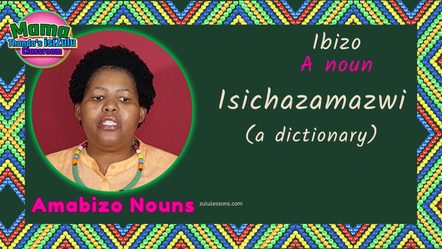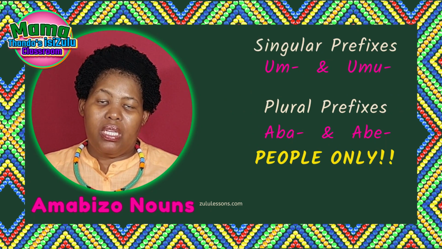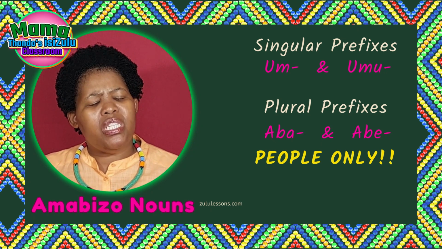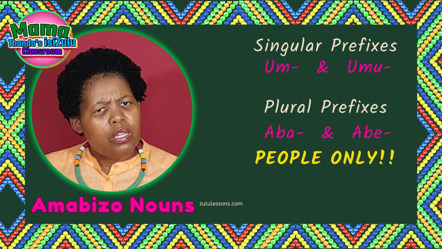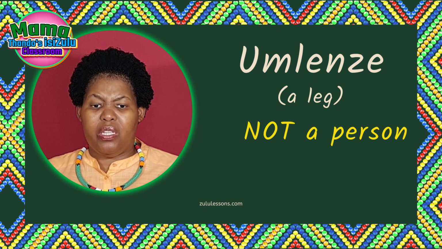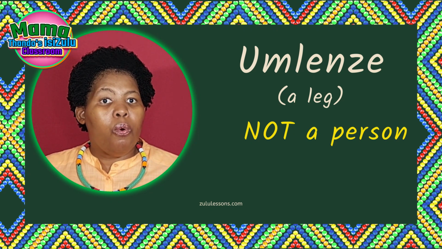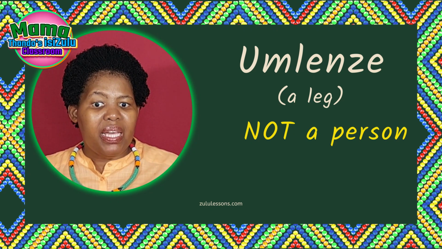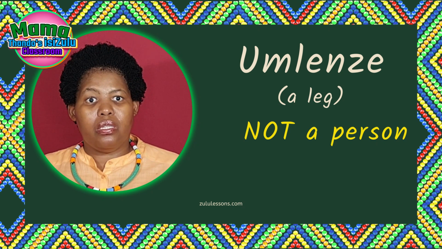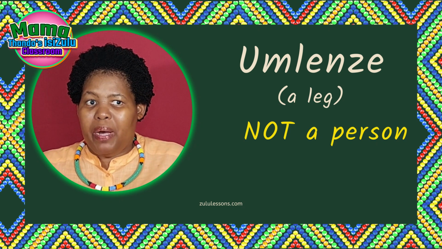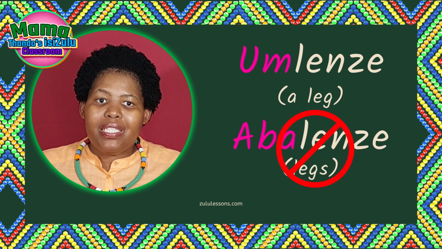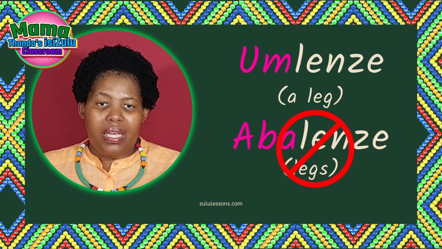And so you must use your dictionary, isichazamazwi, to find out if that ibizo is a person or a thing. Even if it is something that comes from a person, like a leg, umlenze. Do you see? Umlenze. It starts with umu, but a leg is not a person. It belongs to a person. It's part of the human body or an animal's body, but it is not a person. So it is a thing.